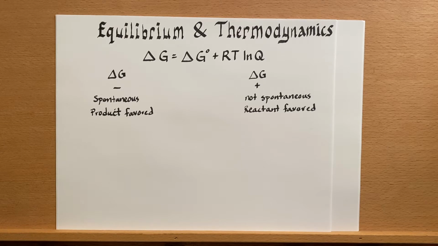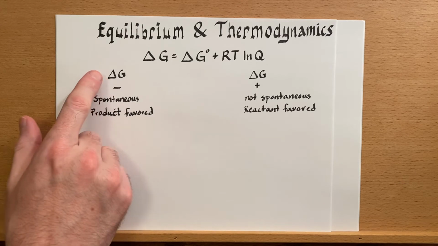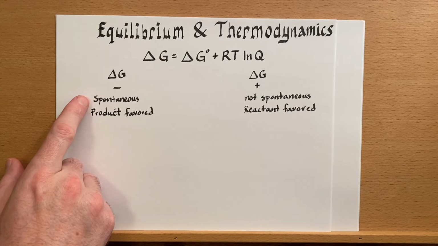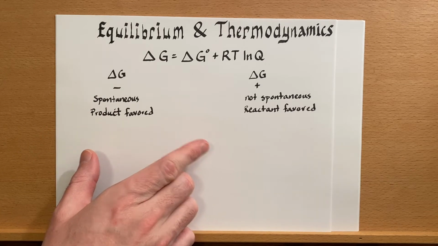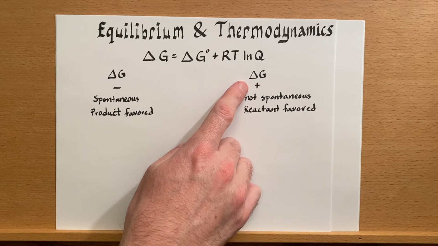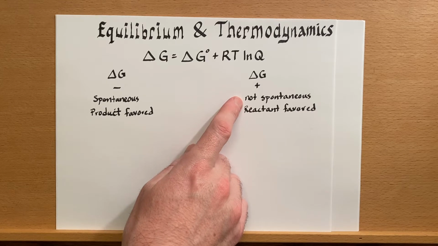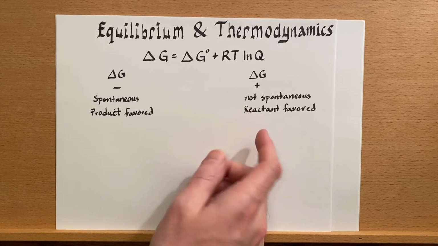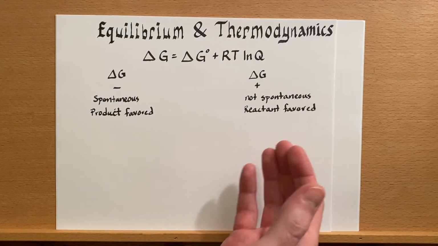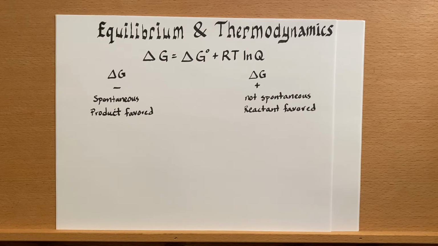But let's focus on and remember what delta G means when it's less than 0 or greater than 0, negative and positive. Remember that when delta G is negative, that means that the reaction is spontaneous, and therefore it will go towards the products. It's product favored. Conversely, when delta G is positive, it's considered not spontaneous, and this reaction is reactant favored, as in it will either stay reactants, or if we had products, the reaction would go backwards.